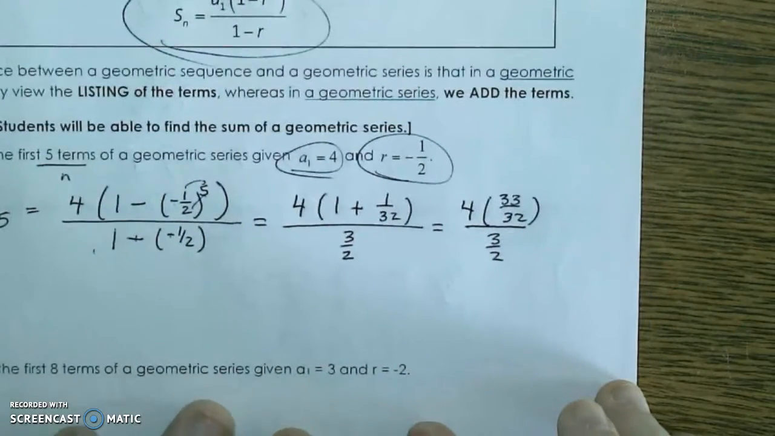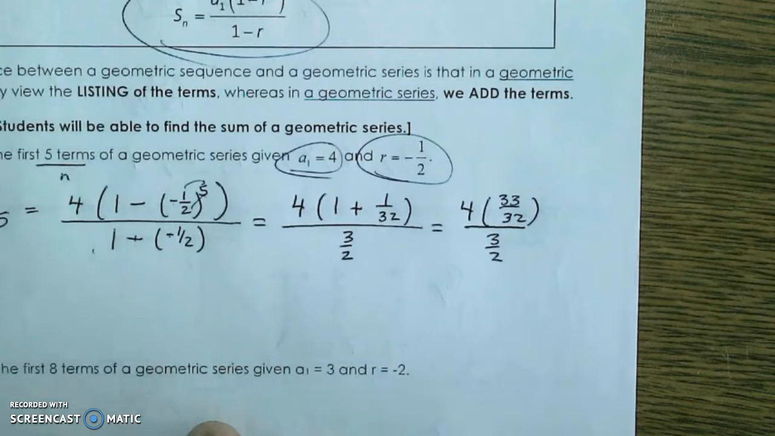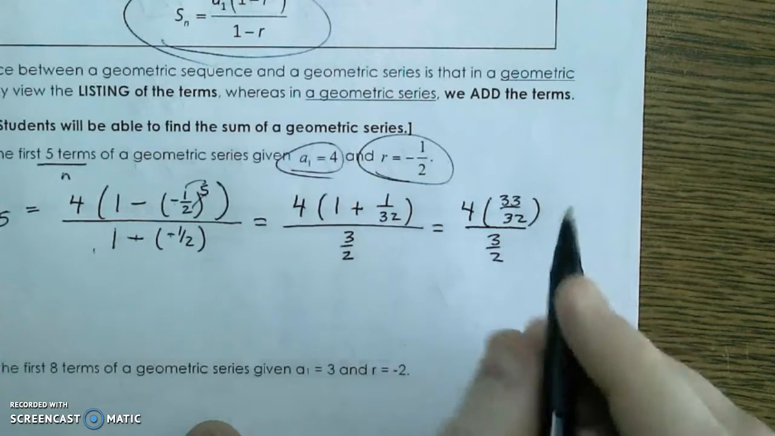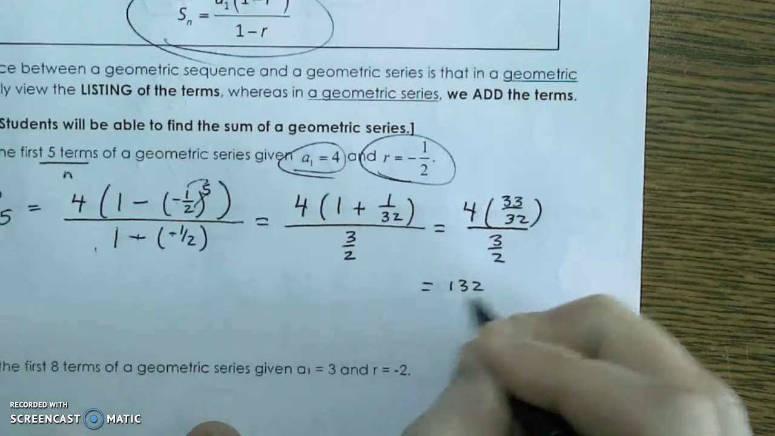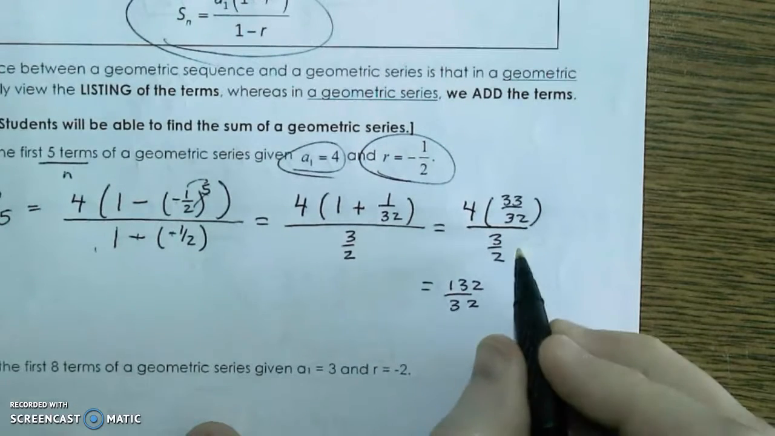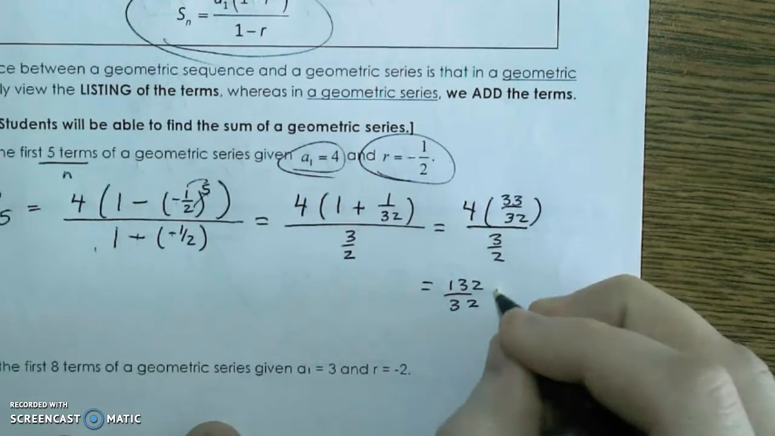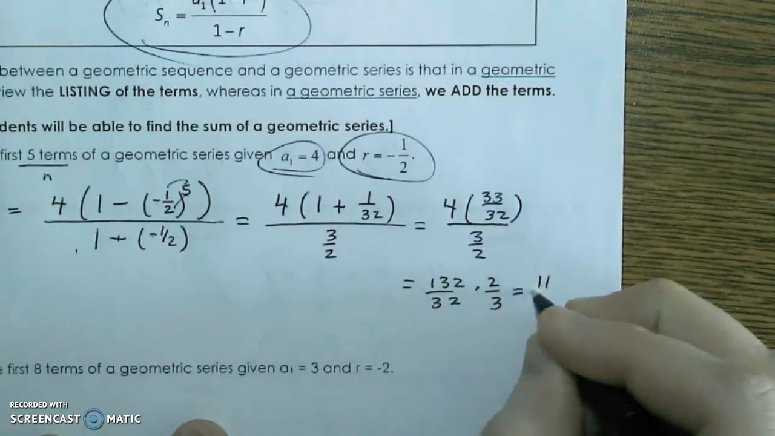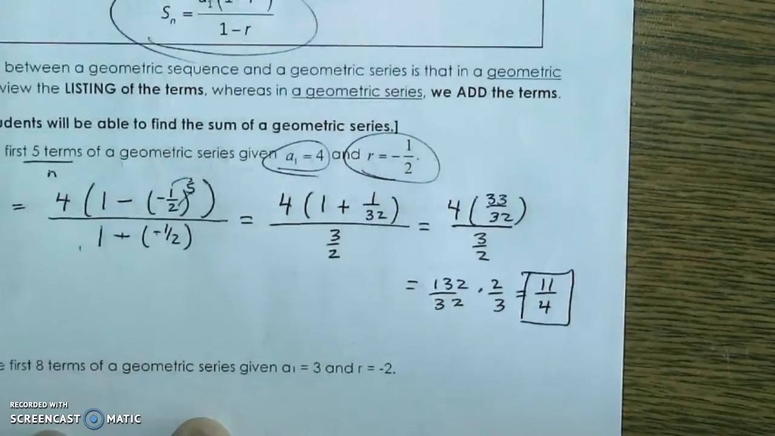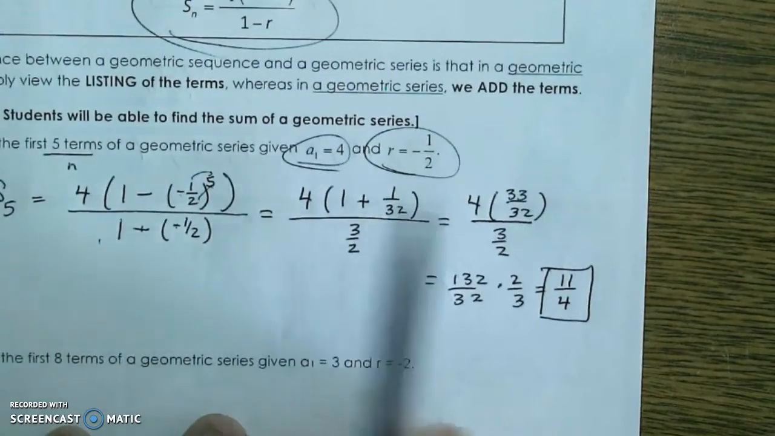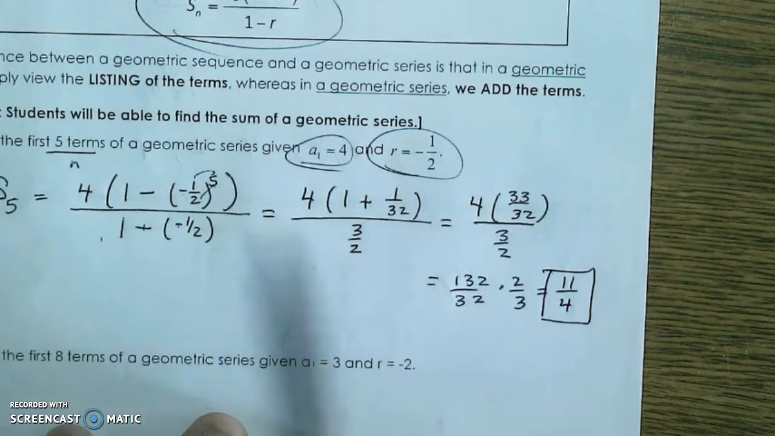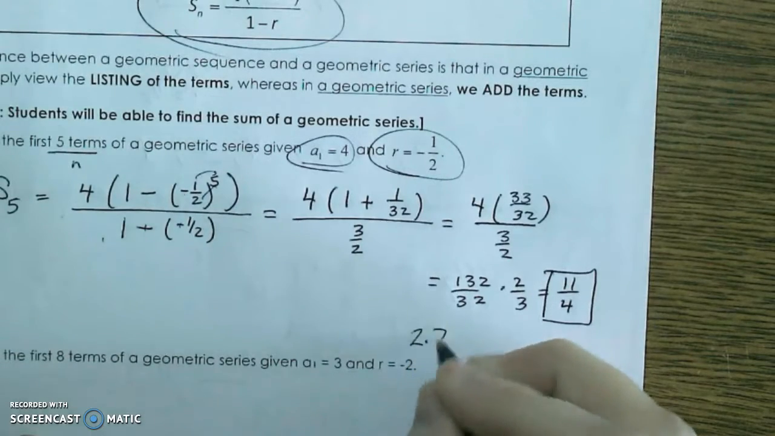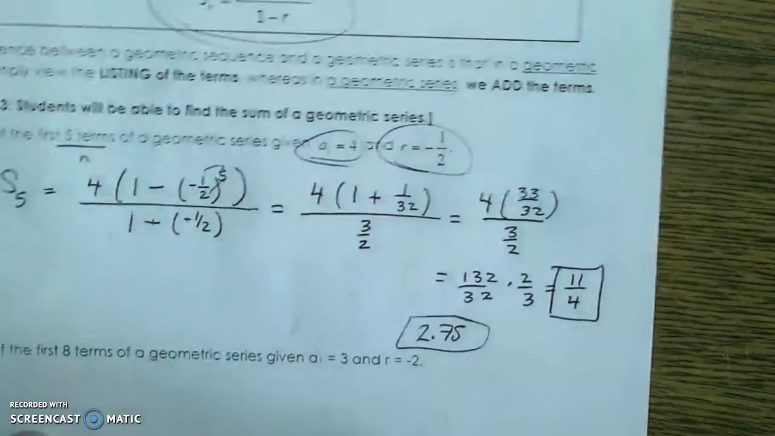And then you multiply by 4, and you're going to get 132 over 32, and then we multiply by the reciprocal of 3/2, which is 2/3, and you can reduce it down to 11/4. So I did a lot of this by hand. You don't have to. If you want to take it pretty far and type it into your calculator, you can, or you can type it in right away. If you do, you're looking to get 11/4 or 2.75, so just make sure you can type it in carefully to get that answer.